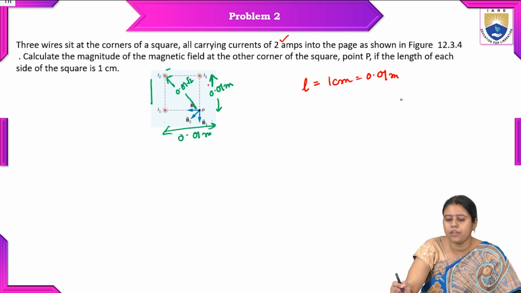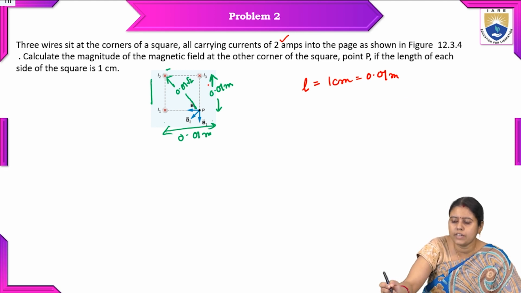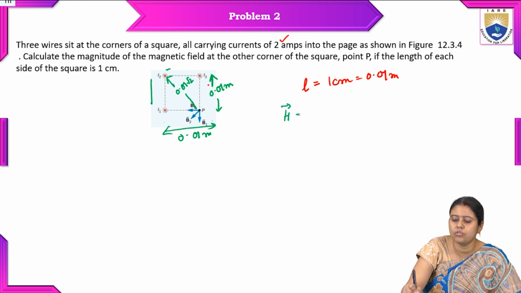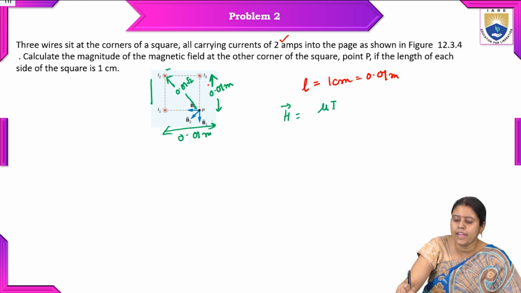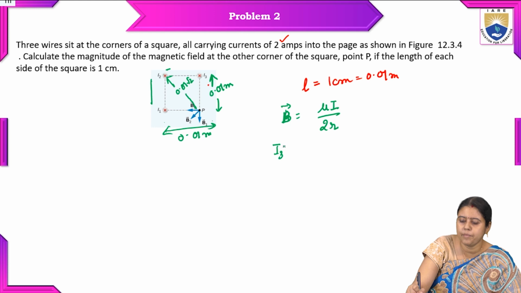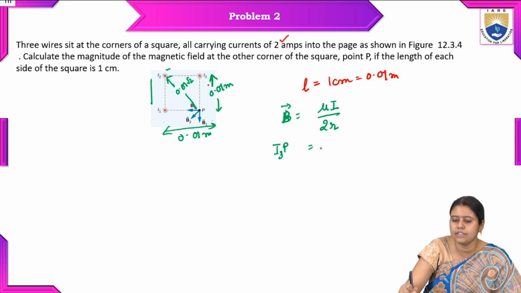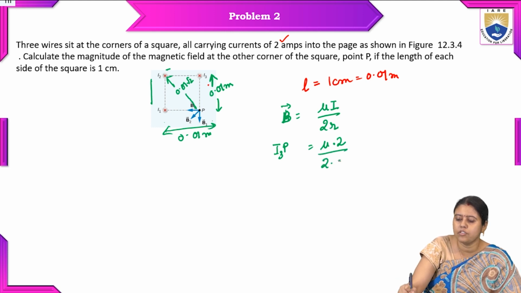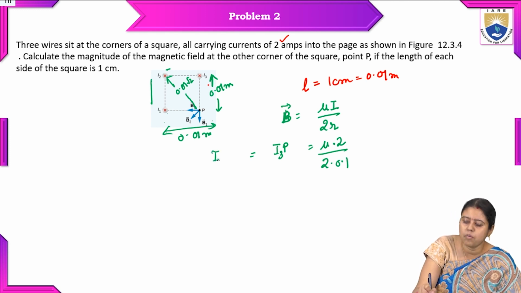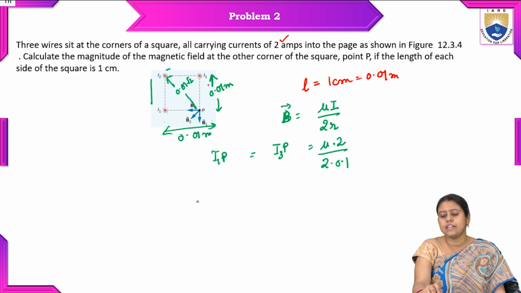We can get the value using the formula. What is the formula for each line? B is equal to mu I by 2r. So for the I3P, at P3 point, it is mu I is equal to 2 amps by 2r, where r is equal to 0.01. A similar value we will get for the I1P, because again the distance is the same.